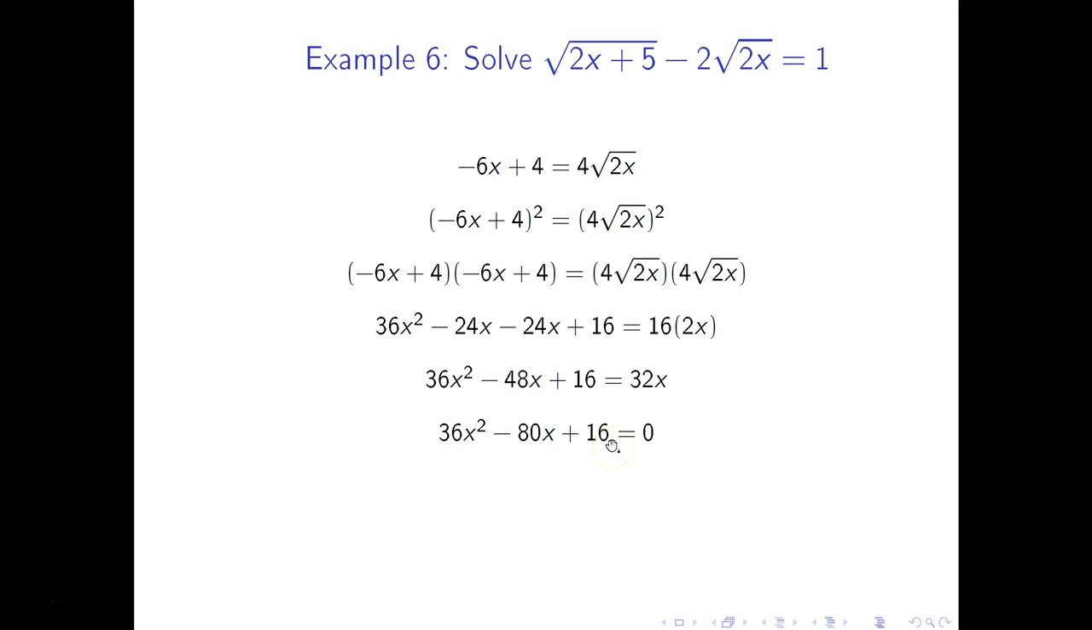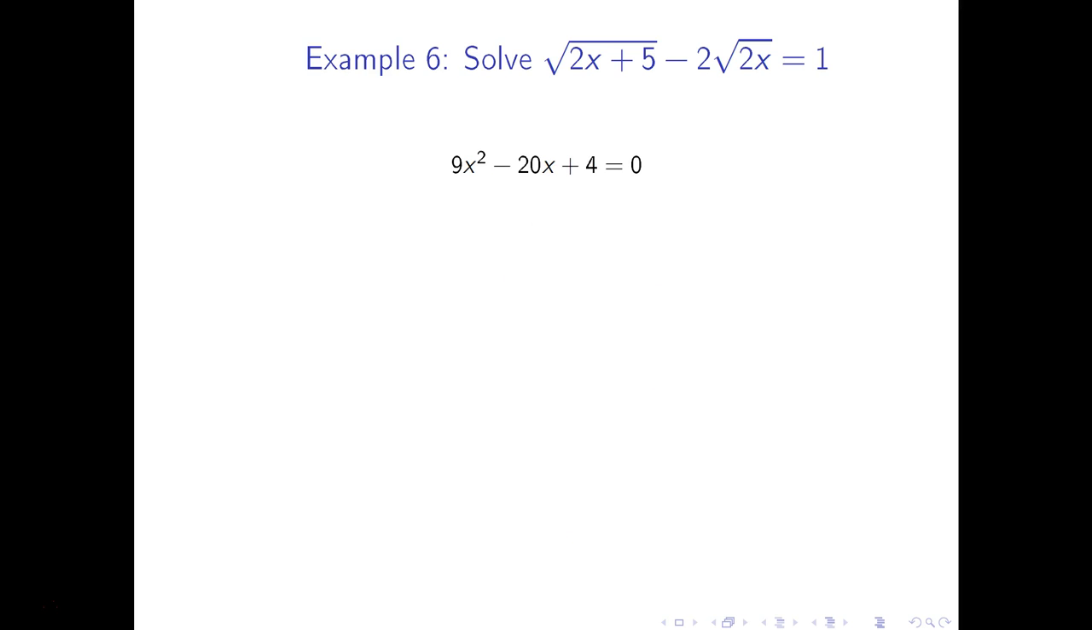Now I want to factor this. Well, remember, the first thing we always look for is the greatest common factor. Hopefully you're saying I can pull a 4 out and I'm left with 9x squared minus 20x plus 4. Now remember, at this point, the zero product rule means that 4 equals 0, or 9x squared minus 20x plus 4 equals 0. Obviously 4 can't be equal to 0, so I'm just left with 9x squared minus 20x plus 4.